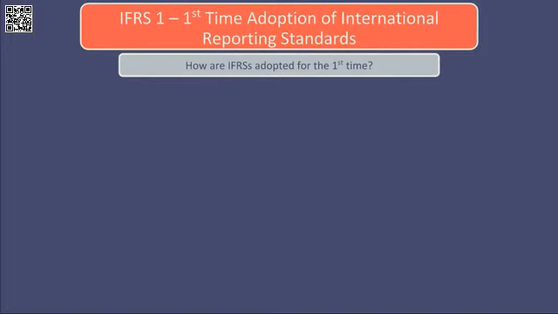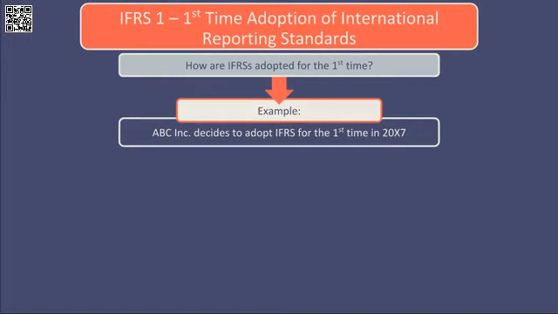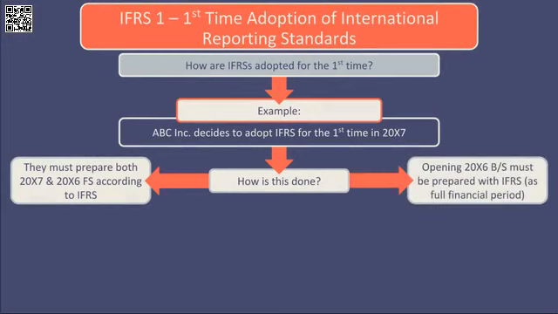How would a company go about that? For example, ABC Incorporated decides to adopt IFRS for the first time in their 20x7 financial statements. How would they do this? 1. They must prepare both 20x7 and 20x6 financial statements according to IFRS. The opening 20x6 balance sheet must be prepared with IFRS, assuming that it is a full financial period.